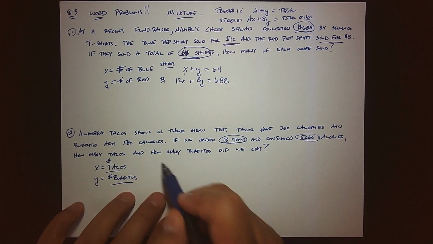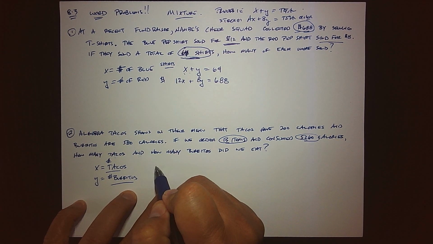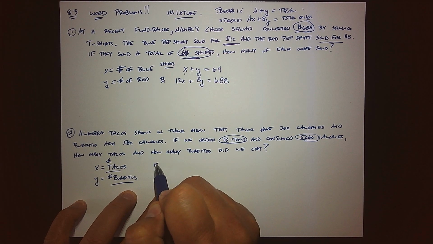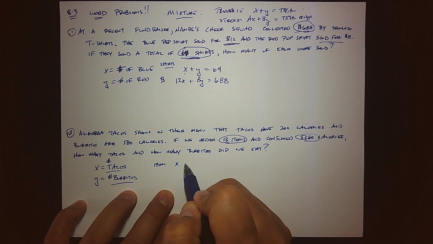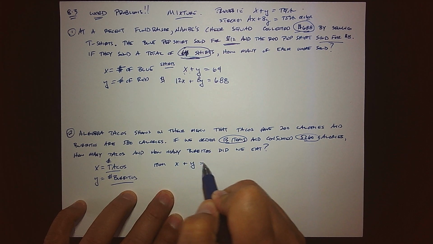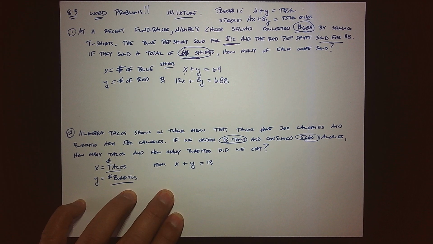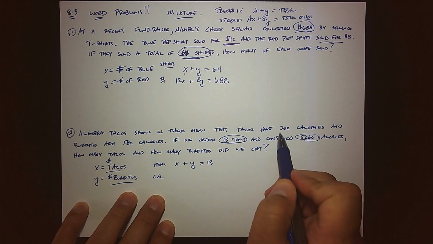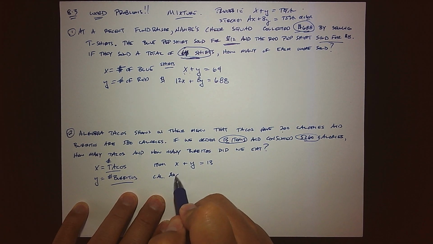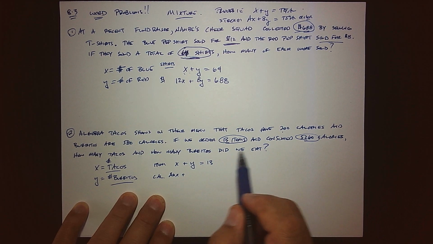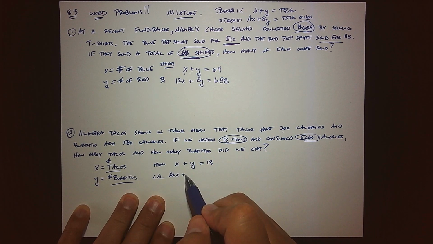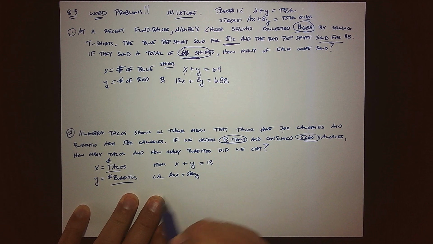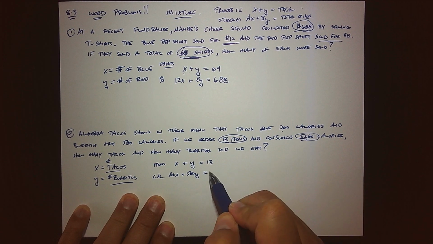What are my two equations? Well, the first one's a freebie. We're talking about the number of items. Some items were tacos, some items were burritos, and there were 13 items altogether. So X plus Y equals 13. The next amount deals with calories. So each taco was 200 calories, so 200X. How many calories came from the burrito? Well, 580 times Y. How many total calories?